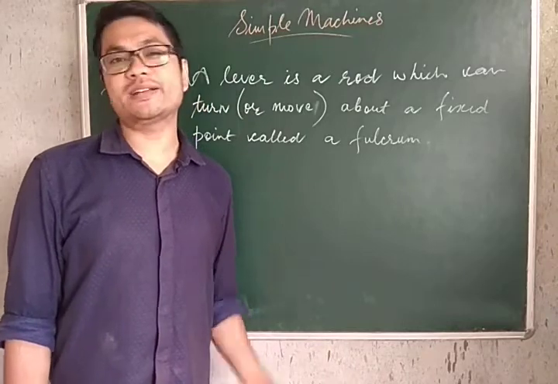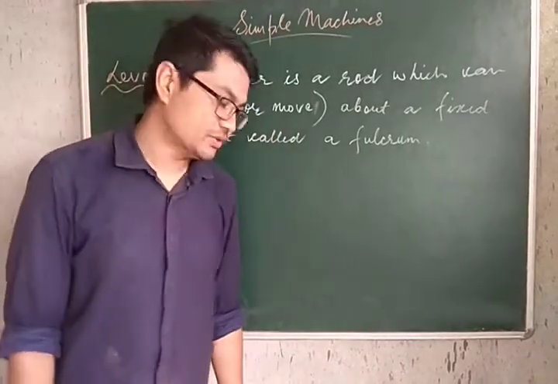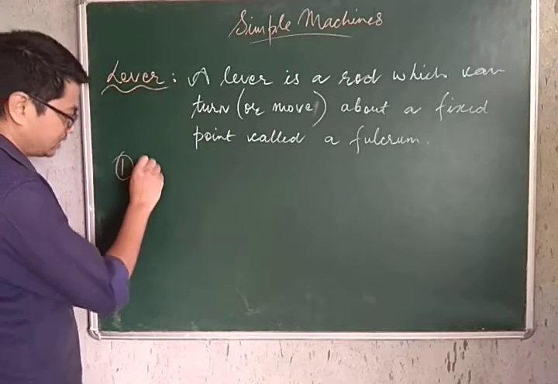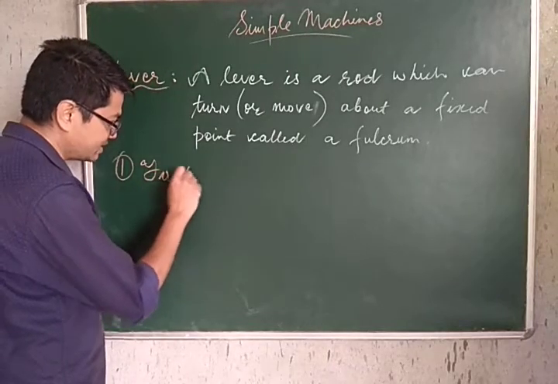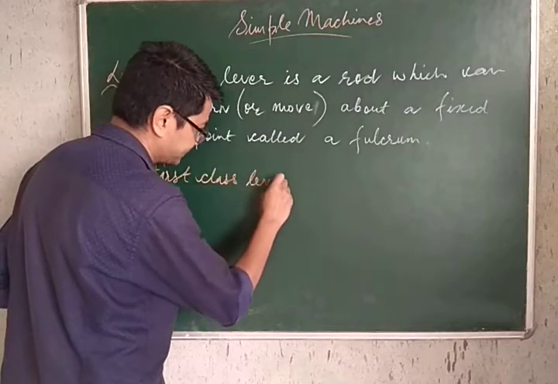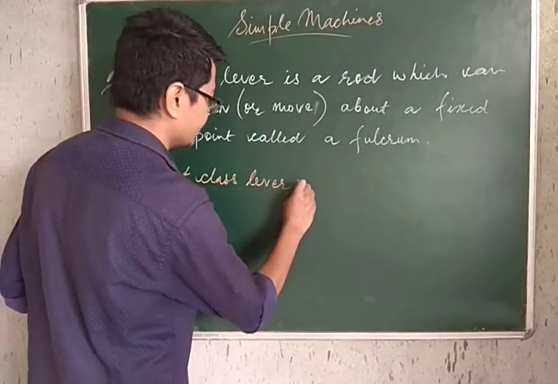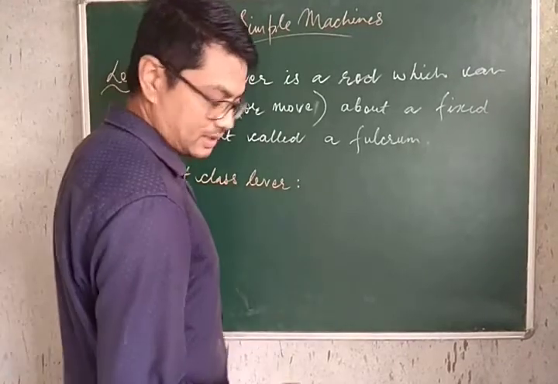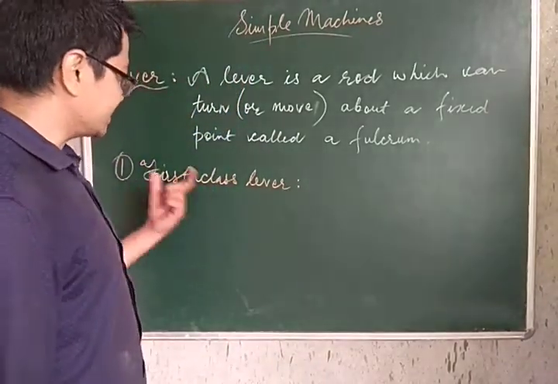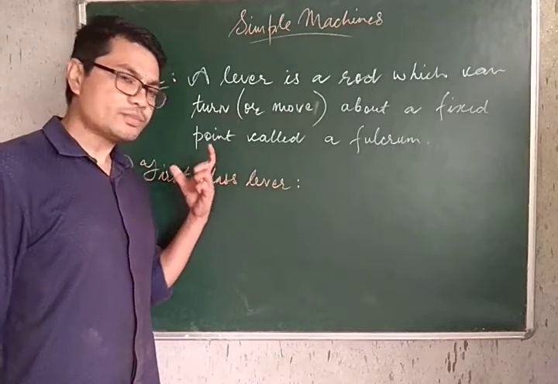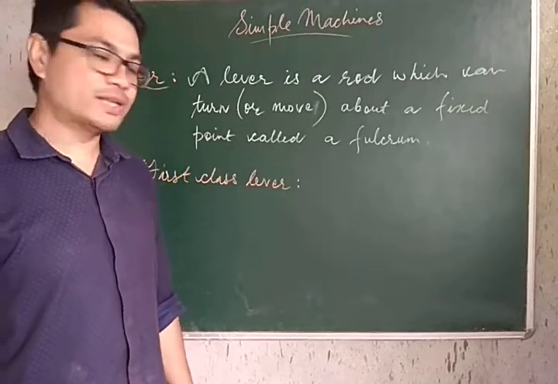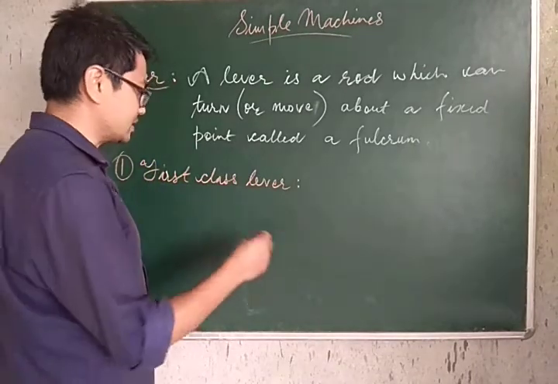Now basically there can be three kinds of levers. The first one is called the first class lever. Before I give you the examples, a lever where the fulcrum is in between the load and the effort is what is called the first class lever.